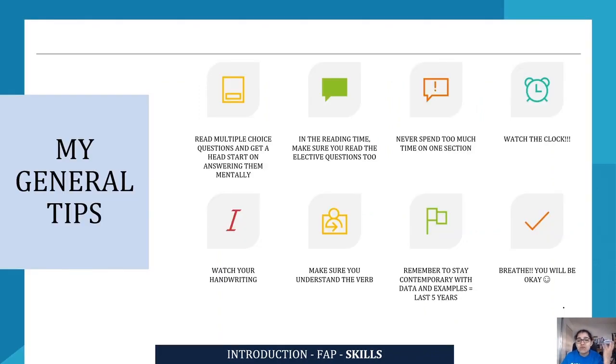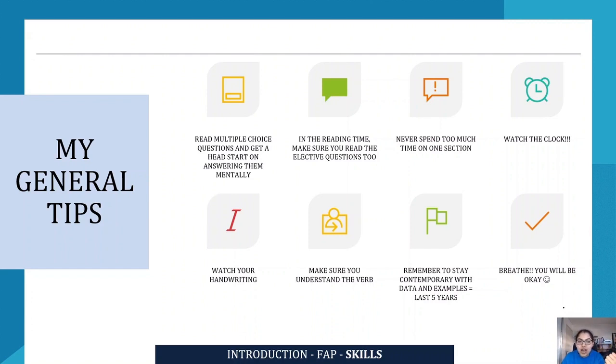My general tips: read the multiple choice questions as soon as you get into the room. Well, when the reading time starts. In the reading time, make sure you read the elective questions too. Remember, you're only doing the 2 that you've studied, and make sure when you do them, you write down on the paper the question you're answering.